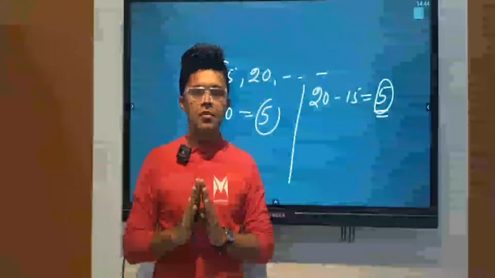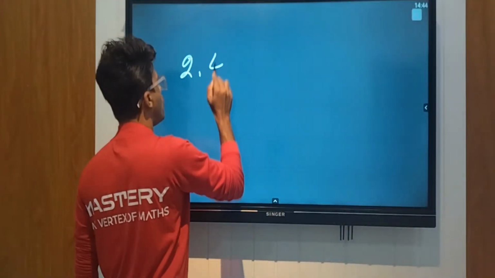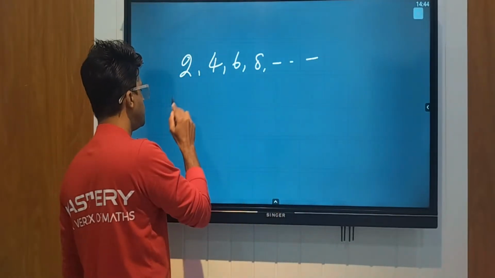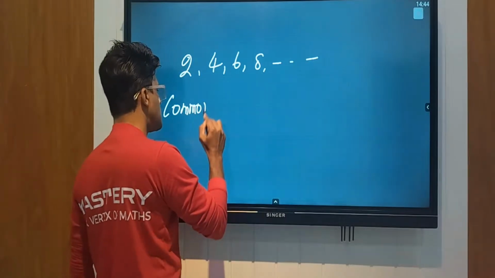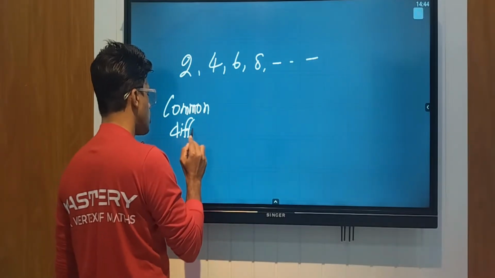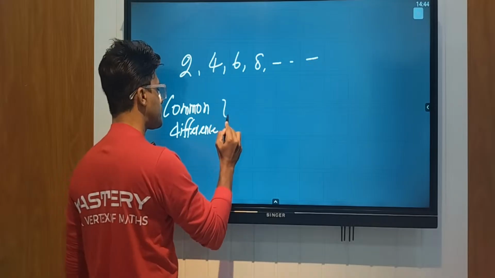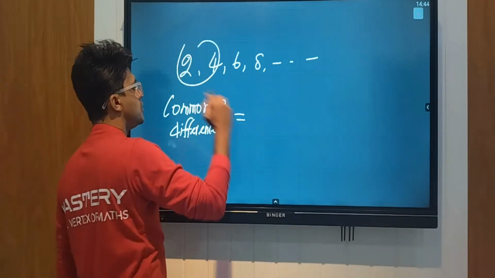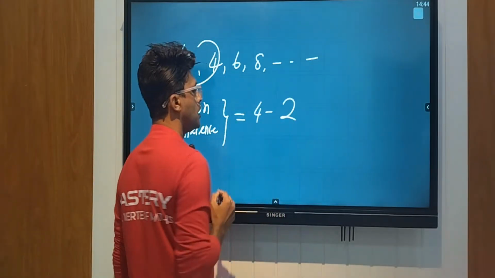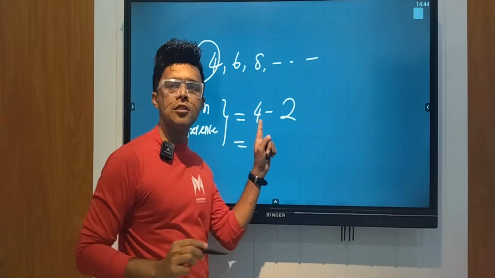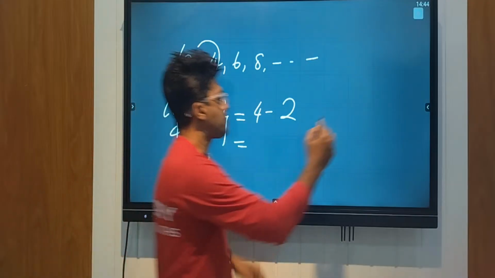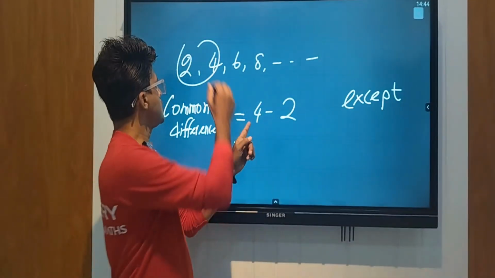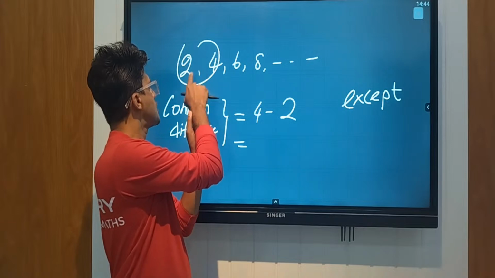Here we are talking about common difference. Take 2, 4, 6, 8, and so on. Common difference, we've been taught in the textbook, you could get by subtracting 2 from this 4. This 4 is any term except the first term.